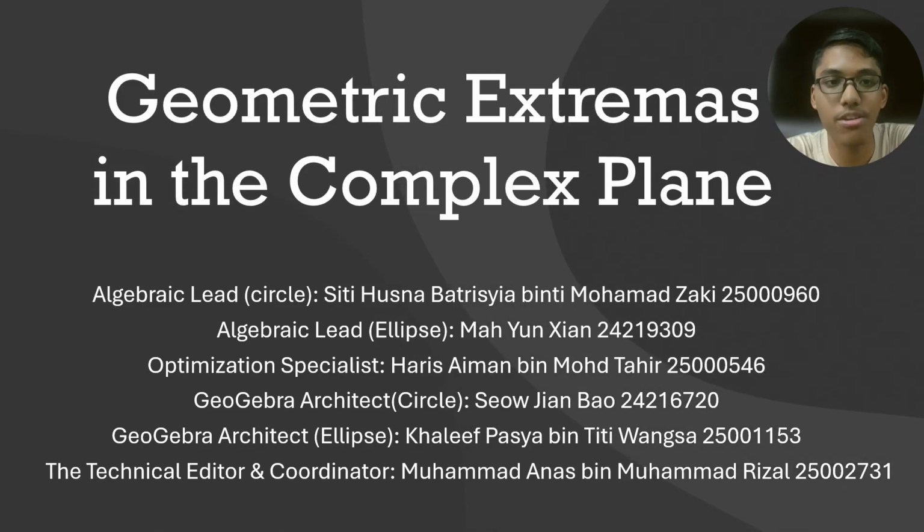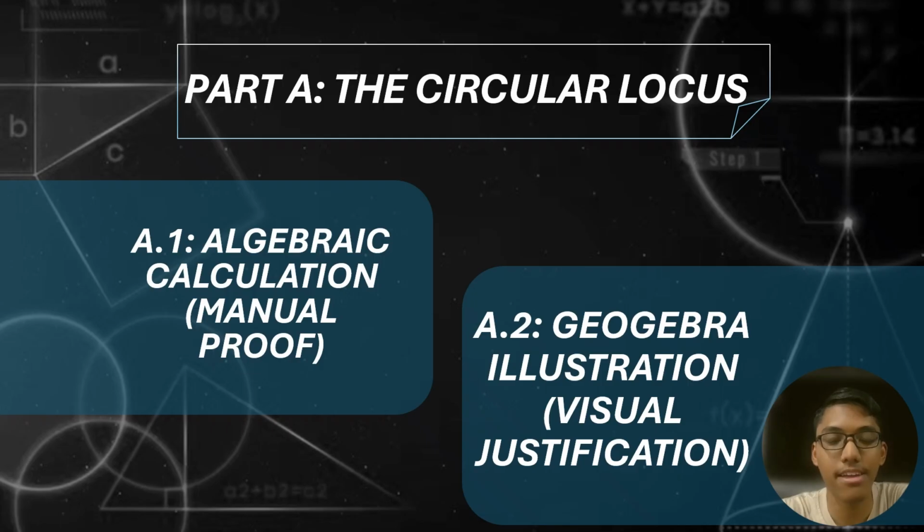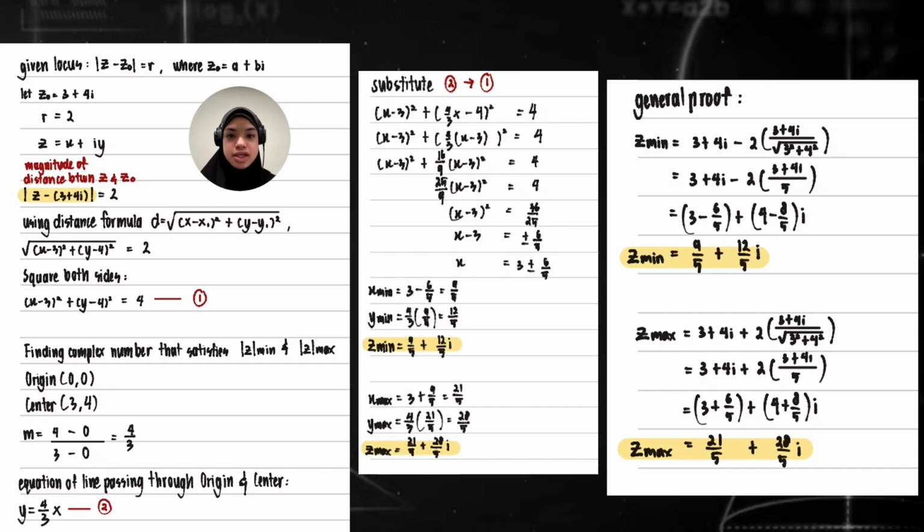Welcome to our video on the geometry extremas in the complex plane. First, let's see part A, the circular locus. The expression in the modulus represents the distance between a point Z and Z naught. We can substitute in the distance formula to get the circle equation labeled 1.